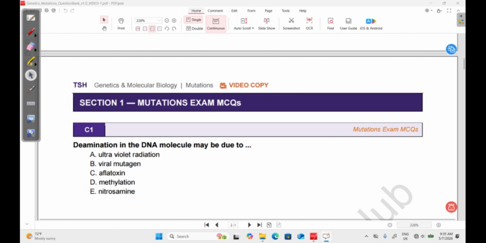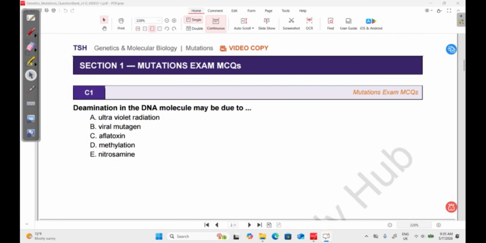So here we go. Our first question reads: deamination in the DNA molecule may be due to A. Ultraviolet radiation. B. Viral mutagen. C. Aflatoxin. D. Methylation. E. Nitrosamine. I'll give you a few seconds to think about it, and we're going to answer the question together.